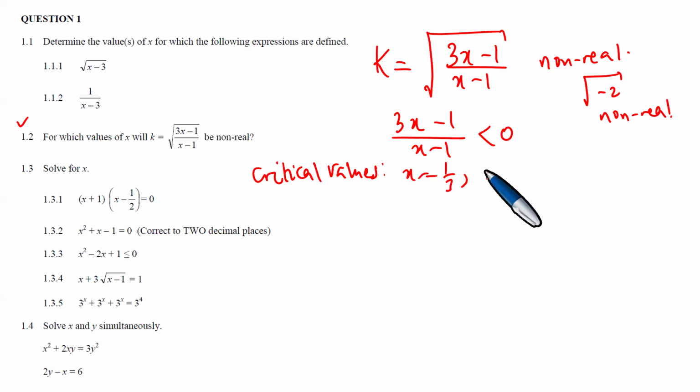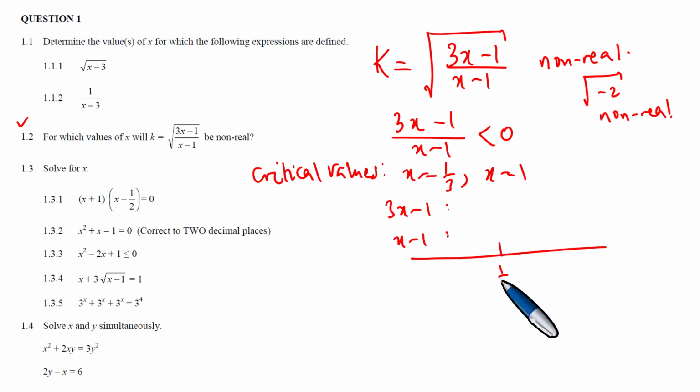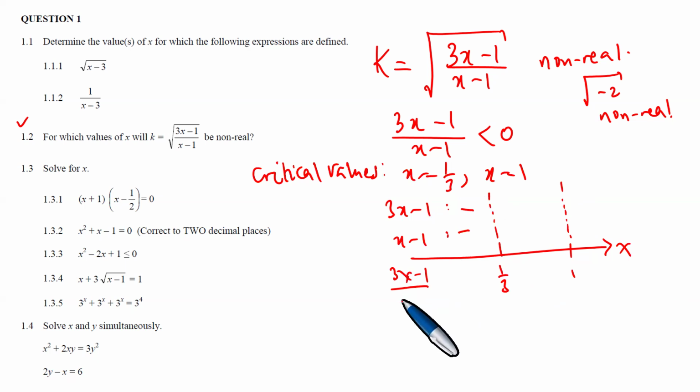x equals 1/3, x equals 1. 3x minus 1, x minus 1. 1/3, 1, x. So when x is less than 1/3, maybe 0, 3 times 0 is 0 minus 1, it's a minus. 0 minus 1 is minus. You have 3x minus 1 here, x minus 1. So you divide the signs here, negative divided by negative, it's a plus.